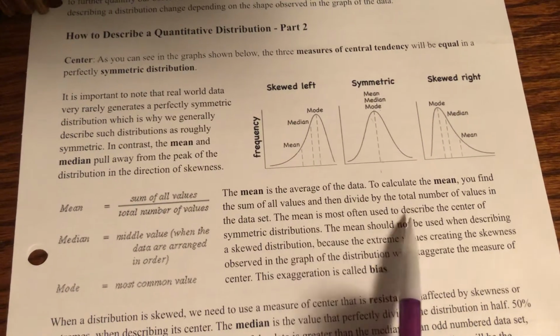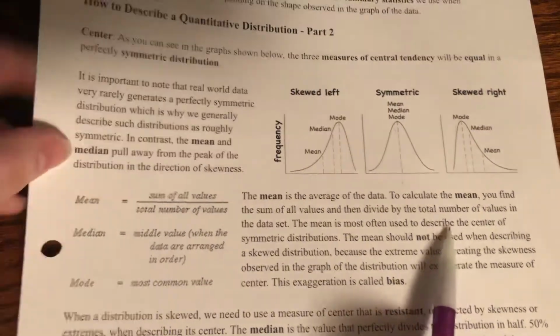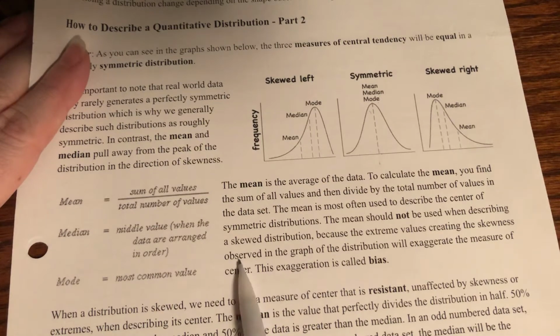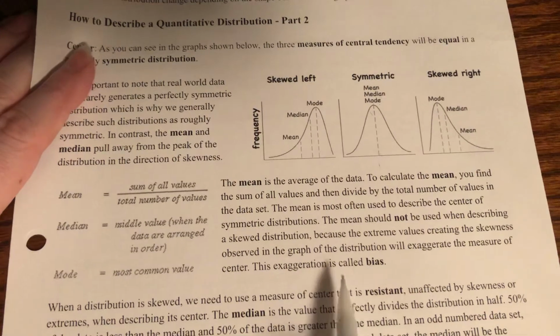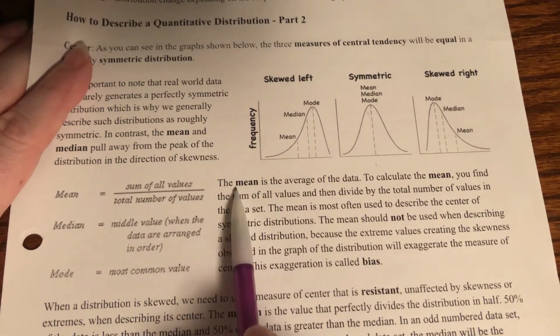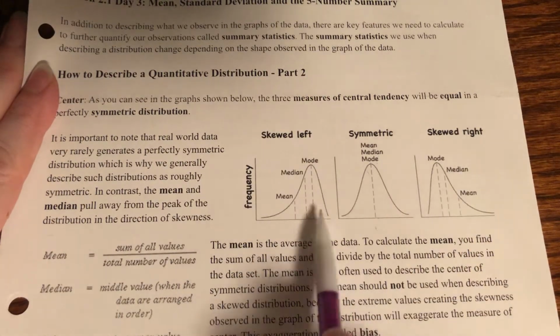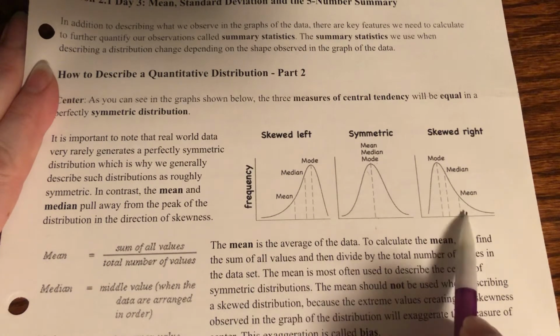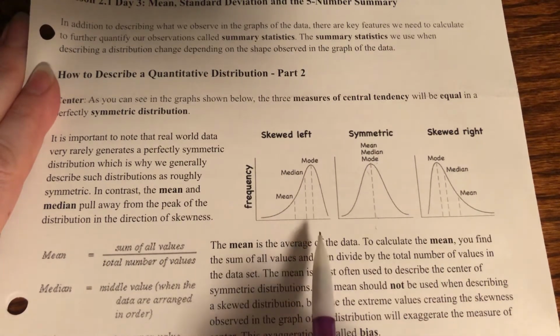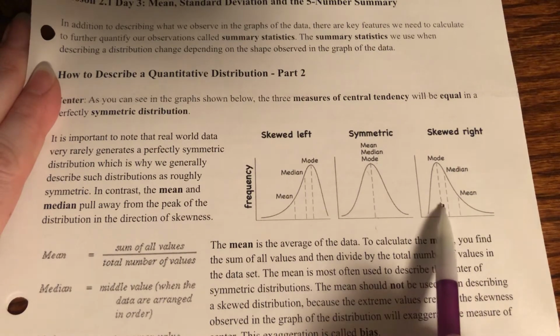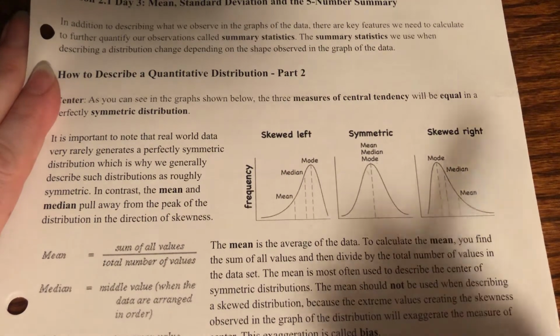The mean is most often used to describe the center of symmetric distributions. The mean should not be used when describing a skewed distribution because the extreme values creating the skewness observed in the graph of the distribution will exaggerate the measure of center, and this exaggeration is called bias. So when calculating the mean for a skewed left or skewed right distribution, do you see how much more distorted the mean is than the median? The median will still measure the true center point of the data set, but the mean is going to be pulled much further in the direction of any sort of skewness that's occurring. Whereas the median only gets pulled away from the peak, it still represents the perfect 50% mark in the data.